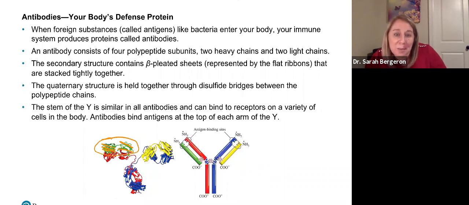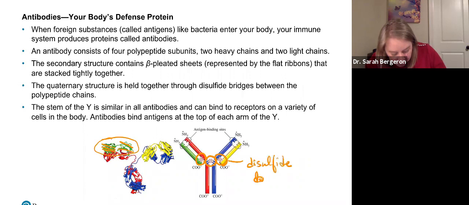But then I need to link my heavy chains and my light chains together. So I'm going to make my tertiary structure, and then I get a quaternary structure. Our quaternary structure is held together by disulfide bonds between the polypeptide chains. So what you see here, you see these SS, SS, SS. Those are all disulfide bonds.